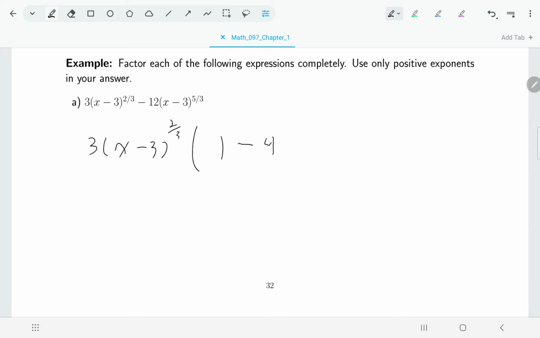And for the x minus 3's, this is where I'll need to do my subtracting. I had x minus 3 to the 5/3, and I'm factoring out, or removing, 2/3. So when I go to figure out what the power is on my x minus 3, it should be 5/3 minus 2/3. And of course, 5/3 minus 2/3 is the same thing as 3/3, and 3/3 is the same thing as 1. So this is really x minus 3 to the 1, which is just x minus 3.